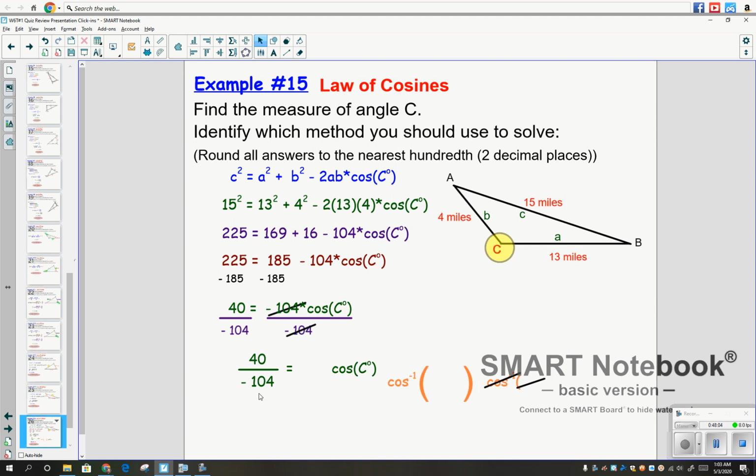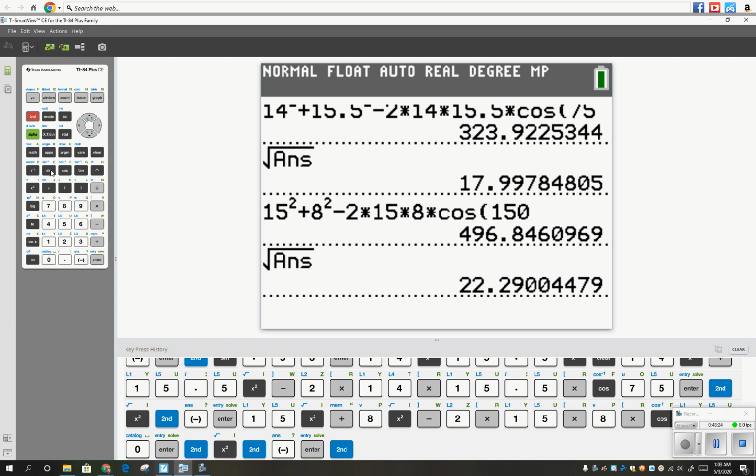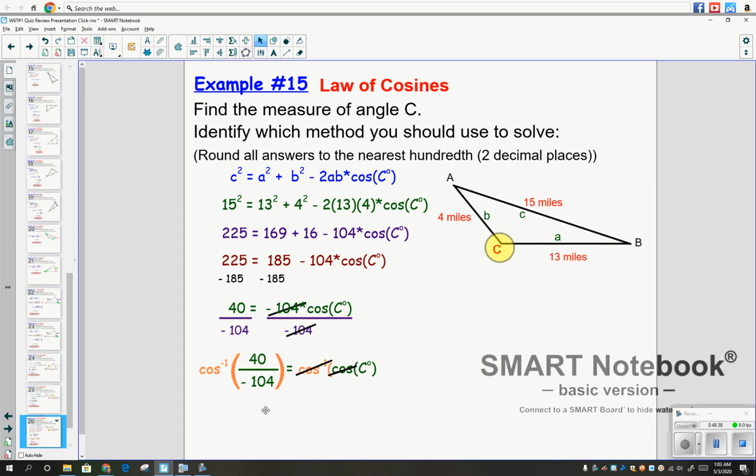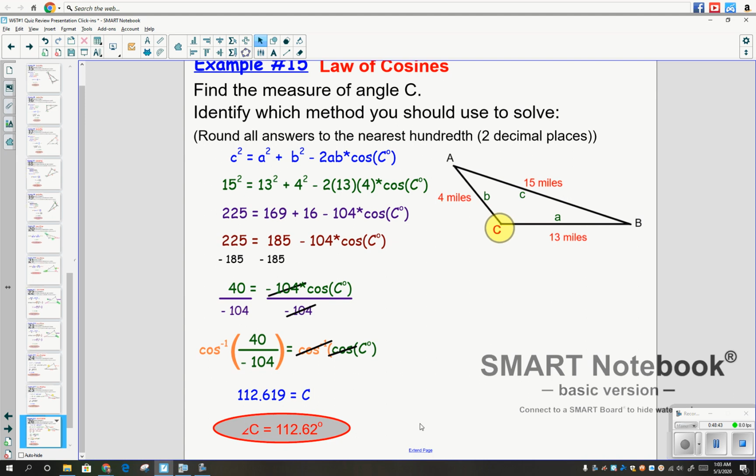Well, how do I undo cosine? The inverse. Cosine inverse. Take cosine inverse of both sides. They'll cancel on the right side. I just have C. C equals what? Cosine inverse of 40 divided by negative 104 equals 112.619, which rounds to 112.62 degrees is the measure of angle C.